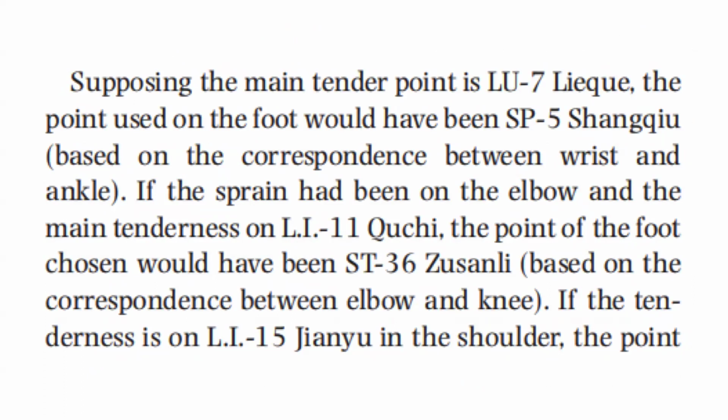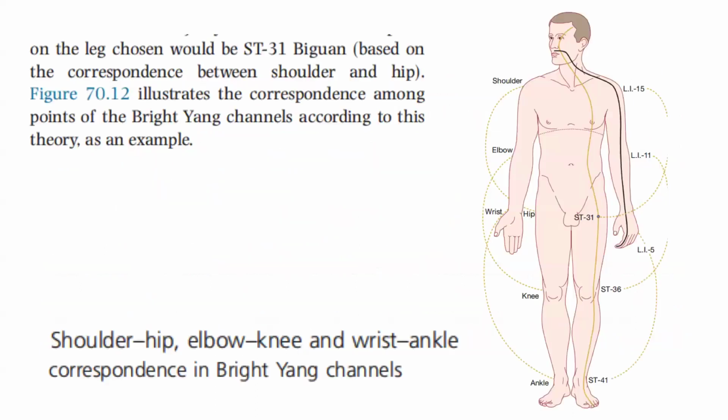If the sprain had been on the elbow and the main tenderness on LI11, the point of the foot chosen would have been stomach 36. If the tenderness is on LI15 in the shoulder, the point on the leg chosen would be stomach 31, based on the correspondence between shoulder and hip. Figure 70.12 illustrates the correspondence among points of the bright yang channels according to this theory as an example.